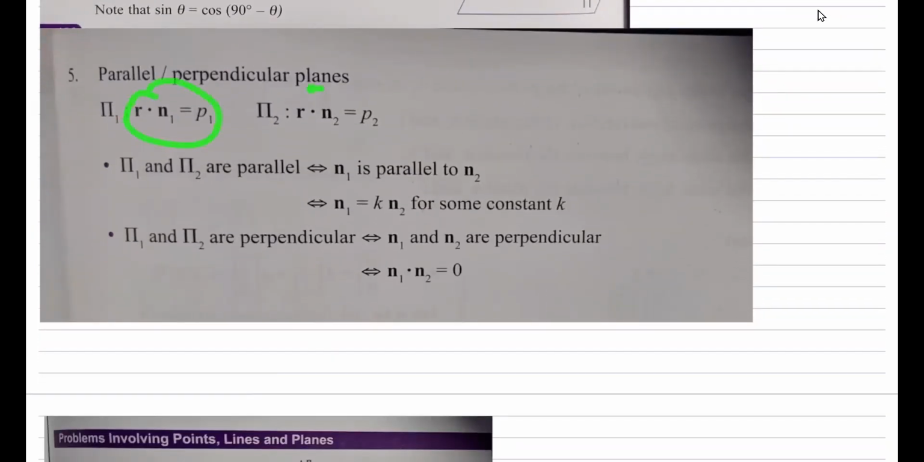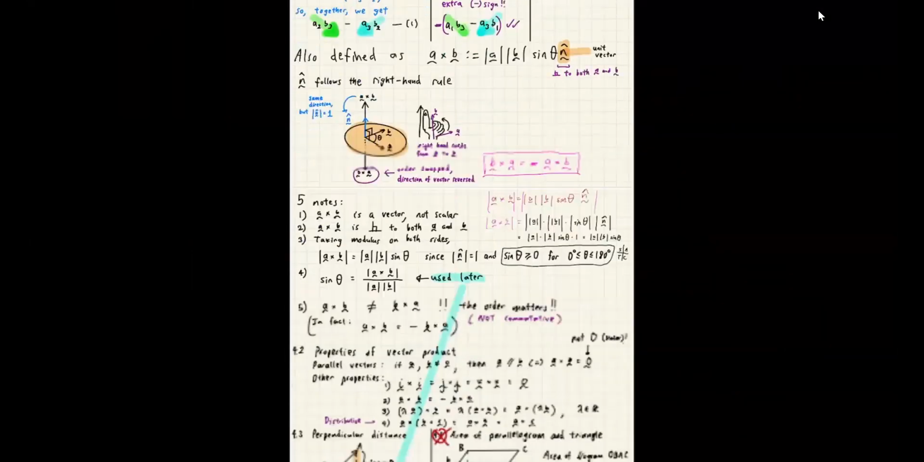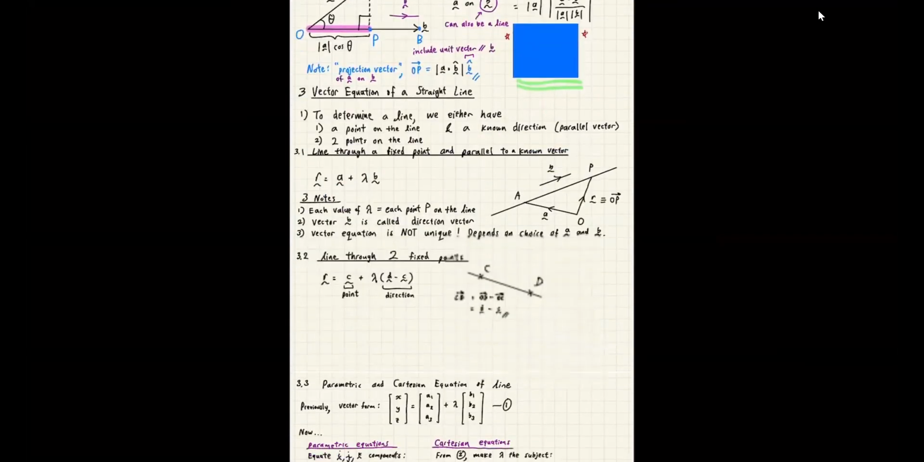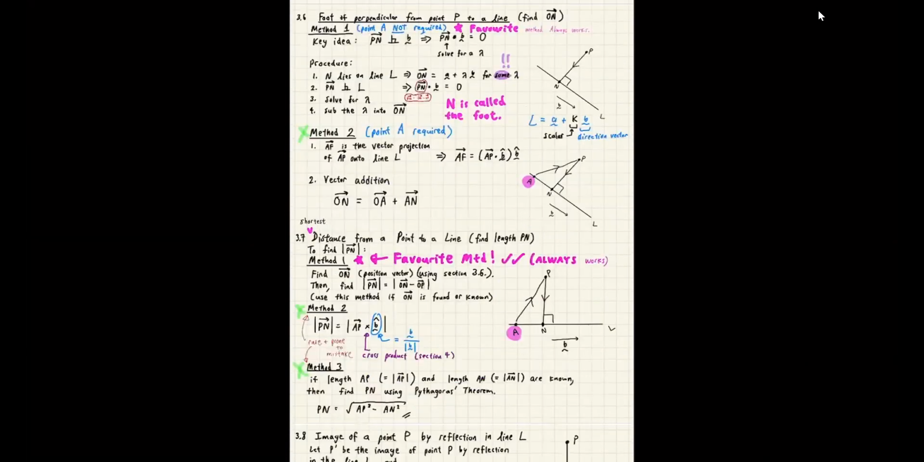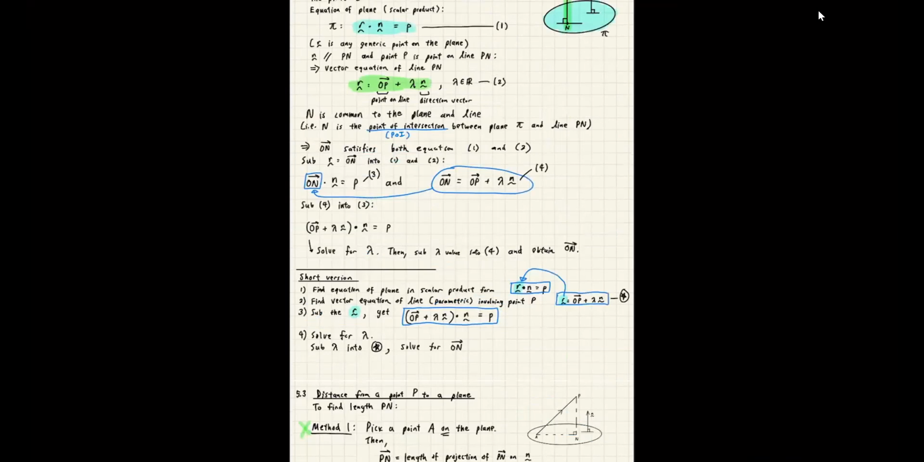Again, you have the equations of two planes, r dot n1 equals p1, and r dot n2 equals p2. If pi 1 and pi 2 are parallel, then this is equivalent to the normals being parallel. Does that make sense? Draw a picture. Even if you can make sense of this in your head, it's not such a good idea to leave it there. You should always draw a picture.